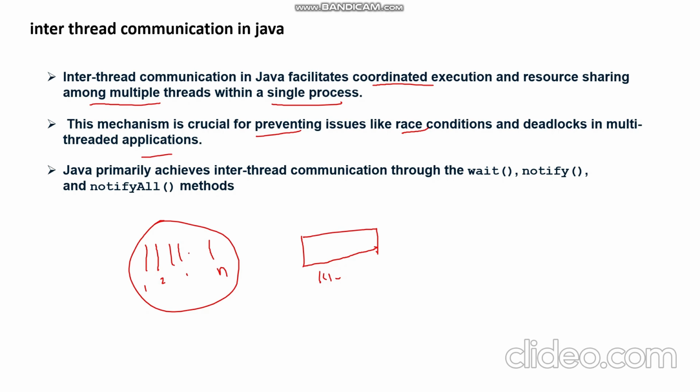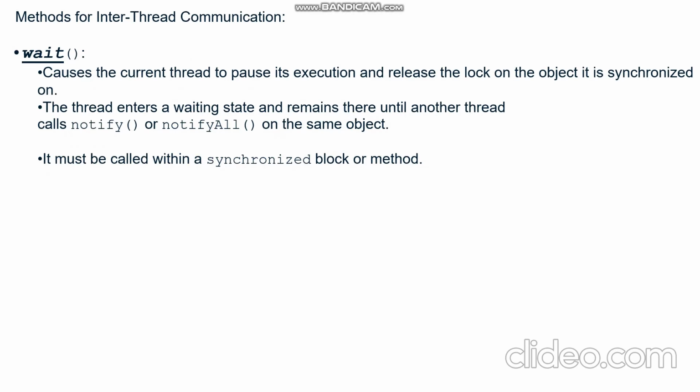Inter-thread communication is primarily achieved through the wait, notify, and notifyAll methods. To implement this concept, we mainly require three methods. The first method is the wait method, the second one is the notify method, and the third one is the notifyAll method. Come to the first one, the wait method.